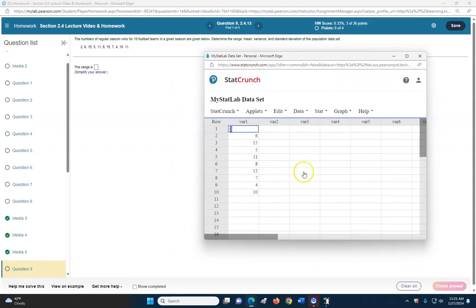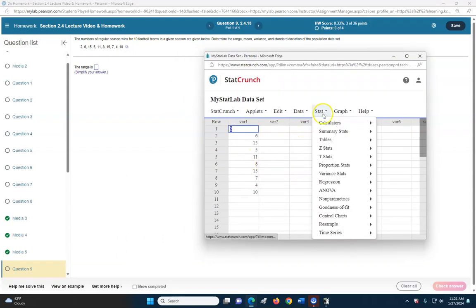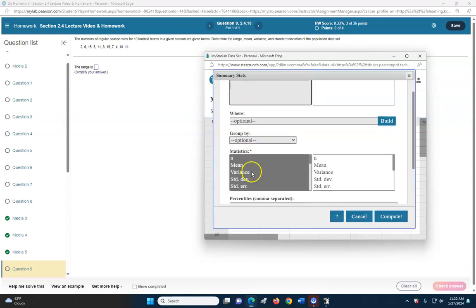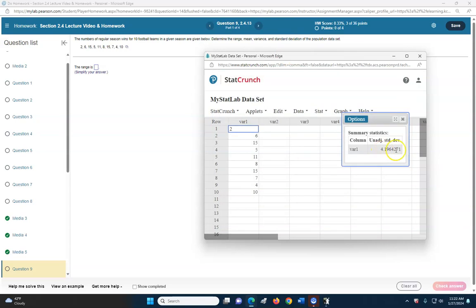And if you watch the video, they'll tell you the same thing. If you go to Stat and Summary Stats, and you want to do this first column here, you can find the mean. This would be the sample mean and sample standard deviation. Down here at the bottom is the population. They ask for the population standard deviation, so there would be the population standard deviation. I click compute and you see it has the answer for it.